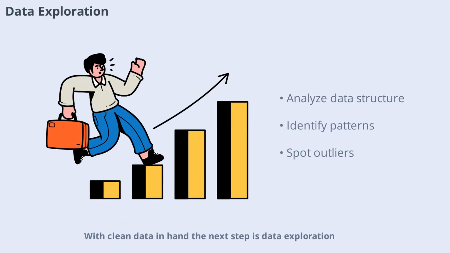Clean data in hand, the next step is data exploration. This involves analyzing the data to understand its structure, patterns, and potential issues. Data scientists use visualizations and summary statistics to get a sense of what's in the dataset. Exploration helps uncover trends, outliers, and relationships that might influence the analysis. It's a chance to ask questions and form hypotheses before moving on to deeper modeling.